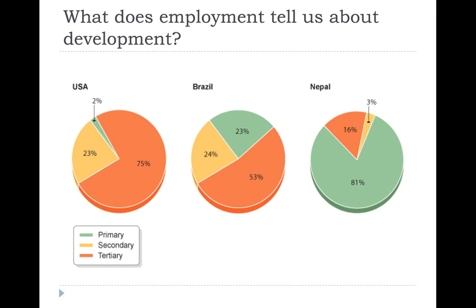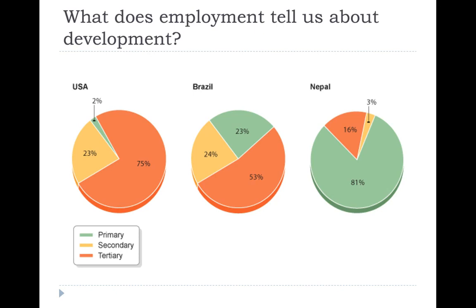Then 23% is manufacturing or processing, that's building things. And a very small percentage, roughly 2%, are our primary sector jobs. Okay, that's obtaining resources from the earth. So the United States is a more developed country. Brazil is in the middle. Brazil is considered a newly industrializing country.